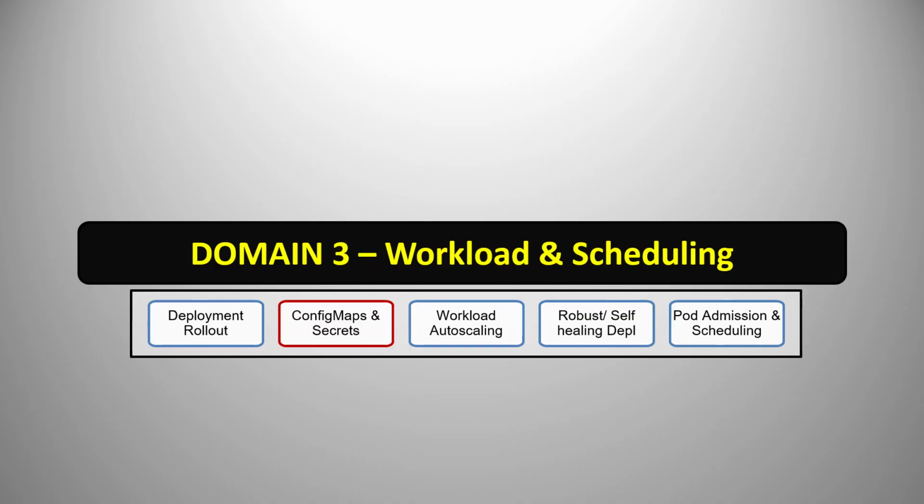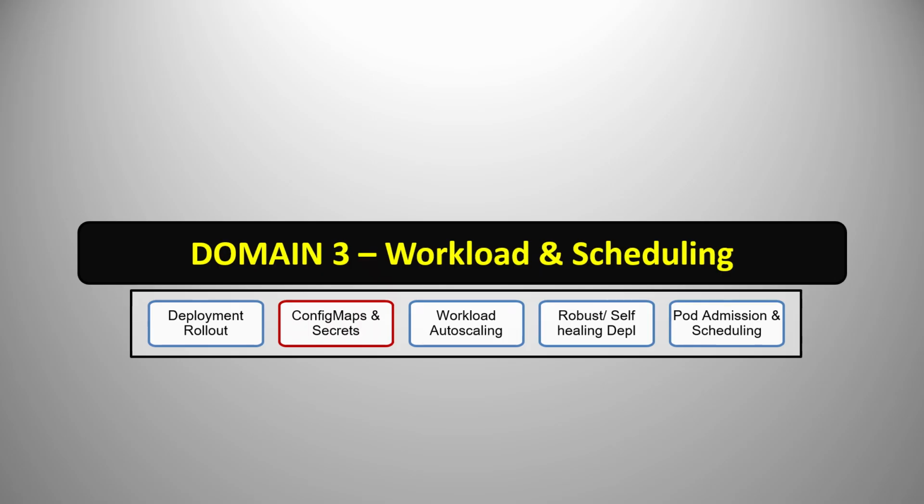In domain 3, workload and scheduling, we cover a few key areas. First is deployment rollouts. Second is configuration maps and secrets. Then we have workload autoscaling, and then robust and self-healing deployments and pod admission and scheduling. In this session, our main focus will be on configuration maps and secrets, which are crucial for managing configuration and sensitive data in Kubernetes workloads.